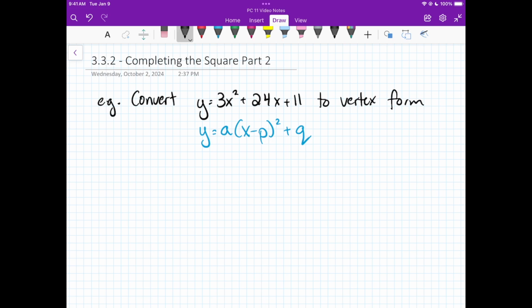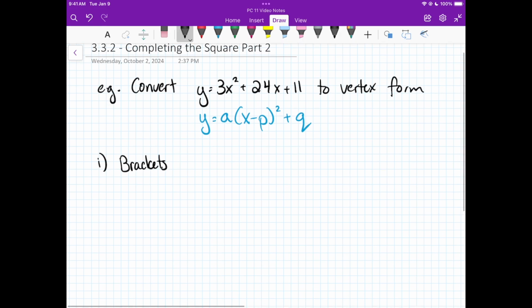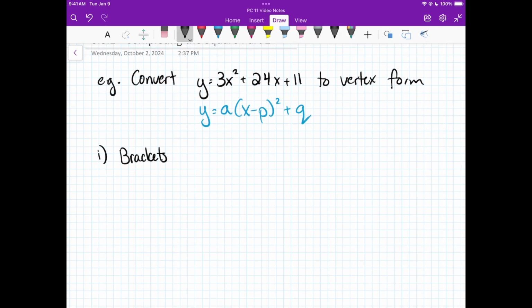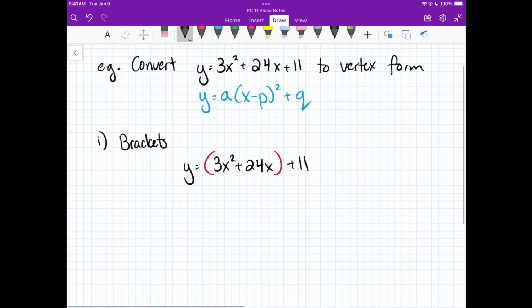First things first, our first step is exactly the same, so we're going to put brackets on. Remember, your first two terms, you want to separate them out. So for us, that's y equals 3x squared plus 24x, and those are both going to be inside of brackets, and then that plus 11 is going to be on the outside. So that hasn't changed. Our second step, rather, is one of the new steps. So this is where things start to change.